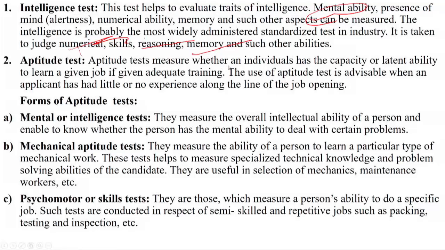The second one that we talk about is the aptitude test. It measures whether an individual has the capacity or latent ability to learn a given job if given adequate training. Aptitude is very essential. There are people who come and join the company with the required skill set. But with changing times and changing technology, it is imperative that the person is able to grasp new things. So how do we identify whether the person has the capacity to absorb new things? We check it with the help of the aptitude test, to see whether, if a person is given some kind of training, the person will be able to do it or not.